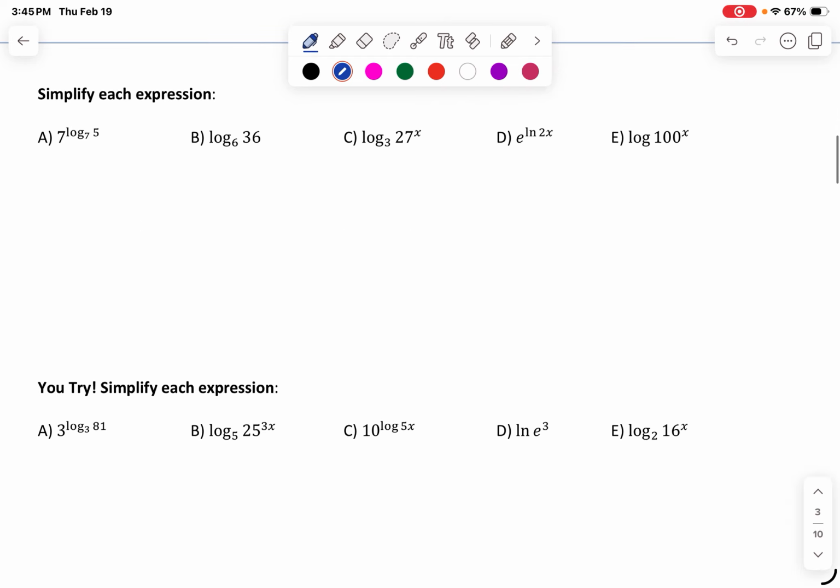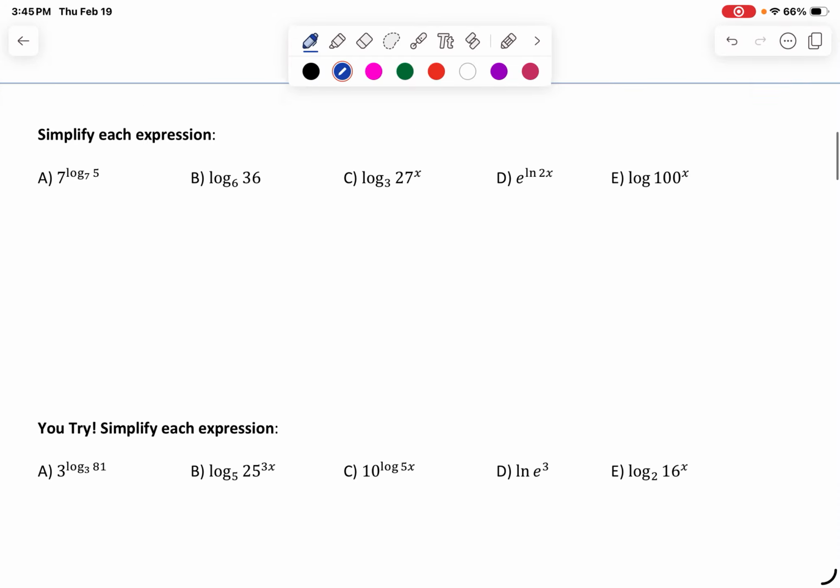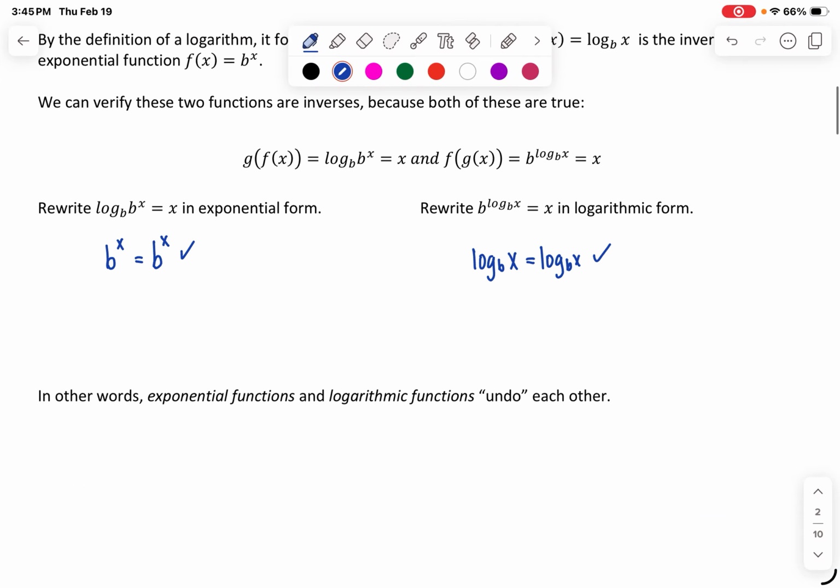All right, so here it says simplify each expression. This is using properties that we learned yesterday. Remember, log base b of b to the x power is just equal to x. And if you have b to the log base b of x, it's just equal to x. I like to look at it as if the bases match, that's a base and a base. This one would be equal to the exponent, this one is equal to the argument.